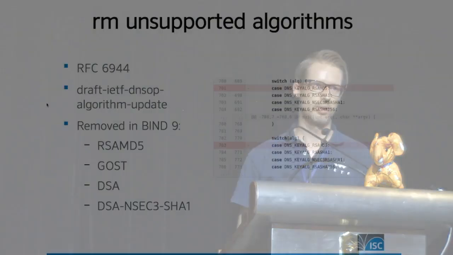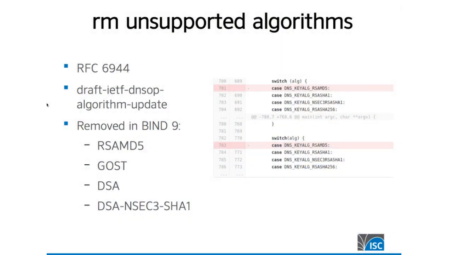This is actually not a new problem, because RSA MD5 should have been removed years ago, according to the RFC. And basically nobody understands algorithm 255, well, maybe in private networks, but you should have dealt with that. So you have to have code that checks whether you support the algorithm. So yeah, writing tests.